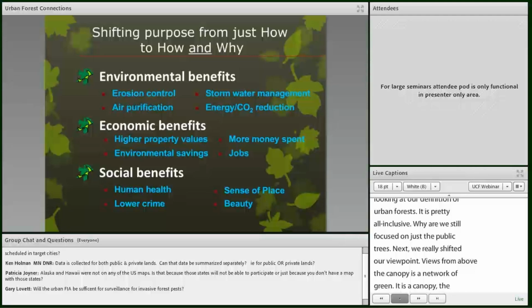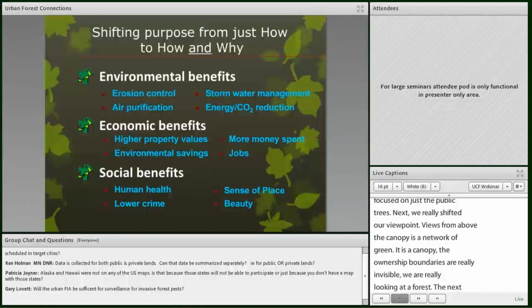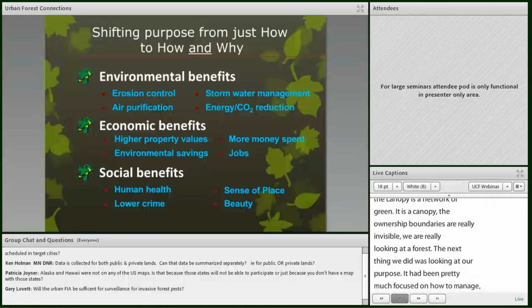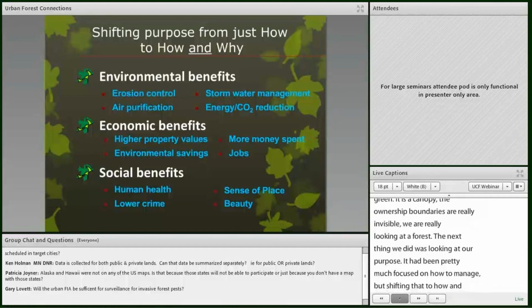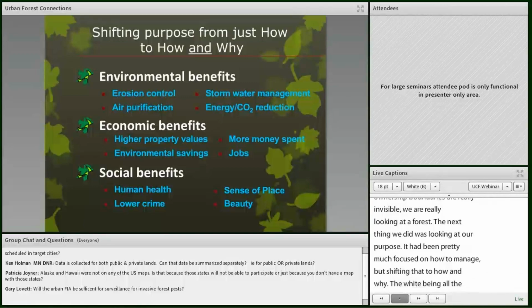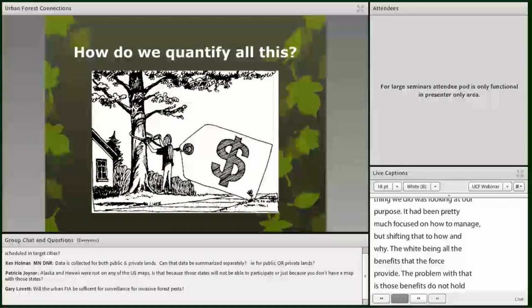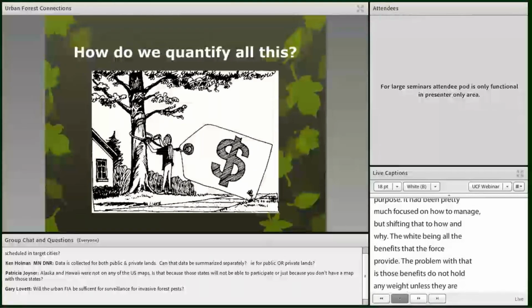So the next thing we did is looking at our purpose. It had been pretty much focused on how to manage, but shifting that to how and why, the why being all the benefits that our urban forests provide. The problem with that is that those benefits don't hold any weight unless they are quantified. People can see exactly what they're really getting out of those benefits. So how do we quantify all this?